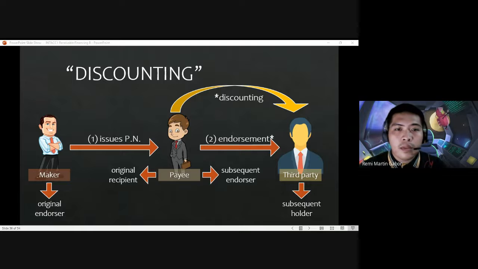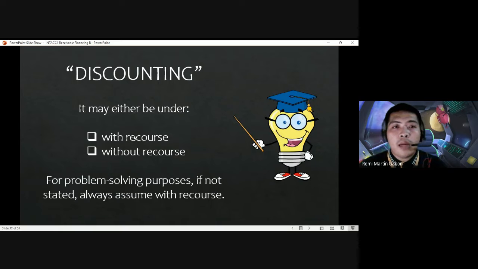Okay, so we move forward. To continue, discounting may either be under a with recourse or without recourse agreement. We're going to differentiate later on what is meant by with recourse and without recourse. Now, for problem solving and discussion purposes, if a problem does not provide the assumption for the discounting, we always assume it is with recourse. It is always with recourse.